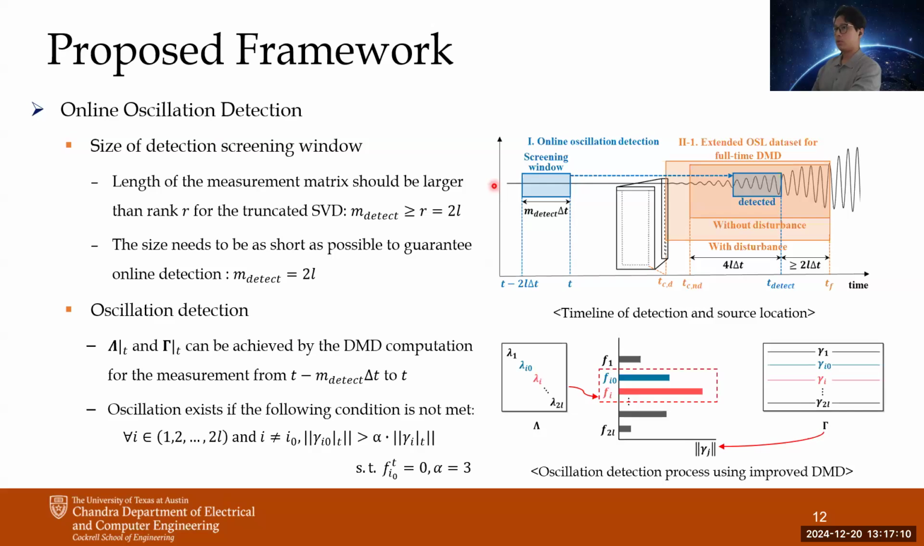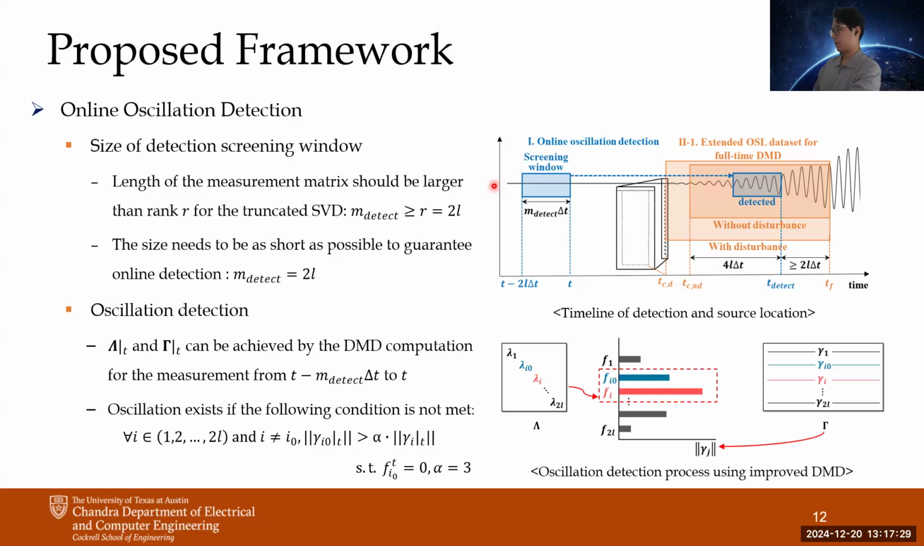And one important thing in this oscillation detection stage is to determine the size of the screening window. This is because we want the size of this window to be as short as possible for faster computation of the improved DMD and also for faster detection.